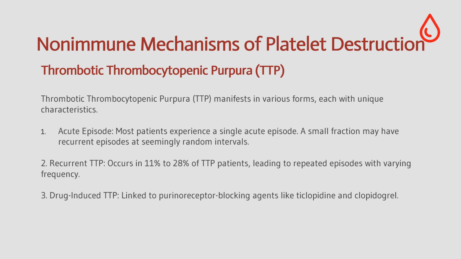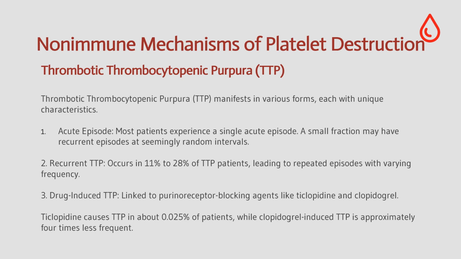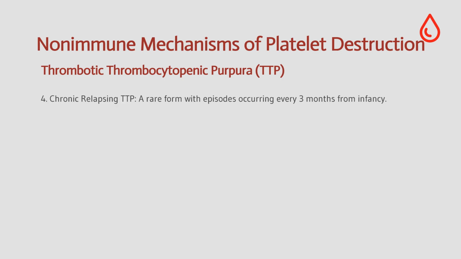3. Drug-induced TTP, linked to purinoreceptor blocking agents like ticlopidine and clopidogrel. Ticlopidine causes TTP in about 0.025% of patients, while clopidogrel-induced TTP is approximately 4 times less frequent. 4. Chronic relapsing TTP, a rare form with episodes occurring every 3 months from infancy.